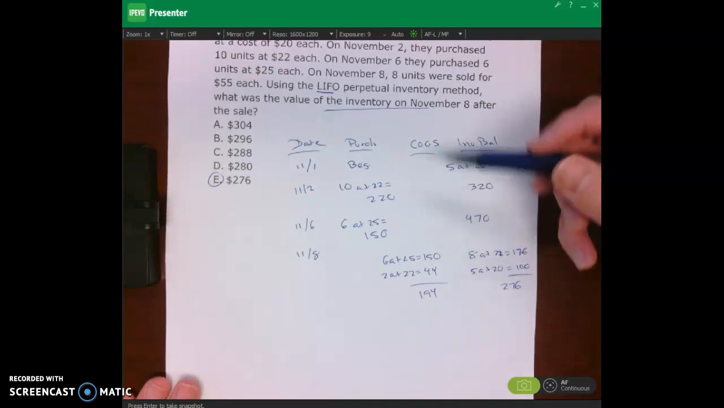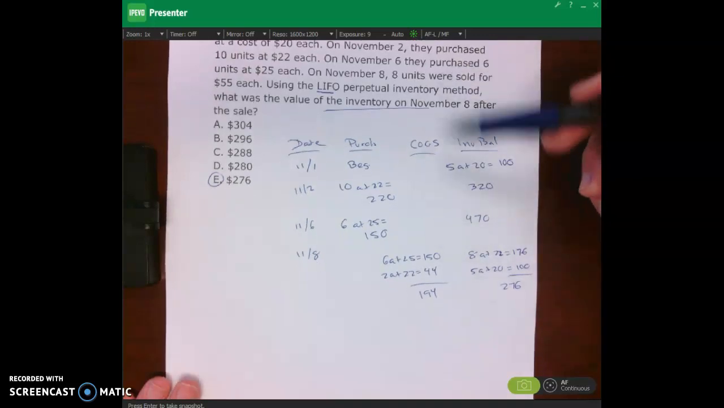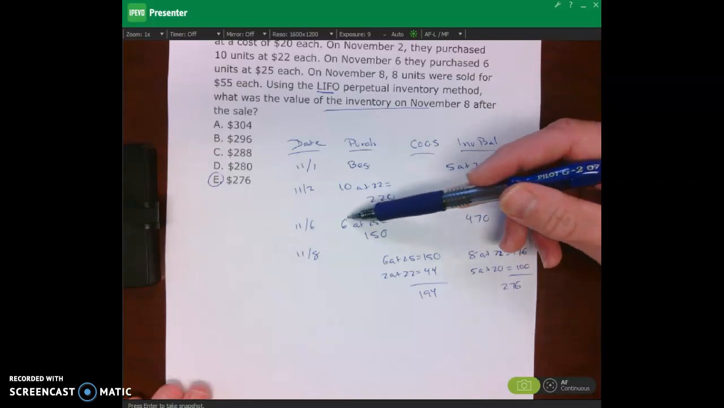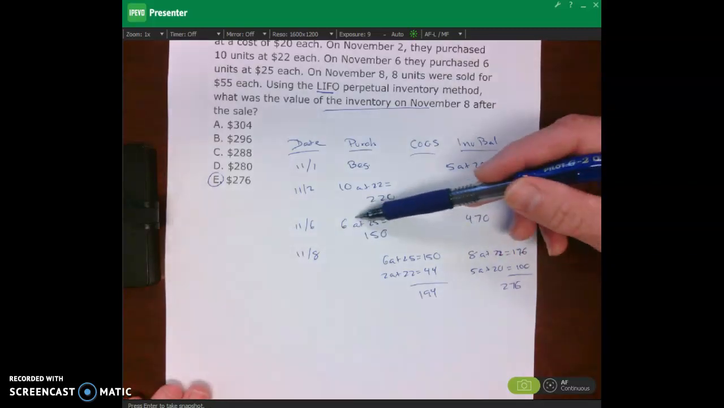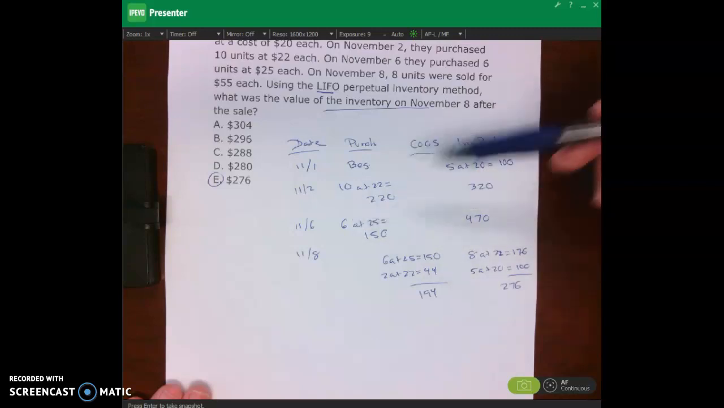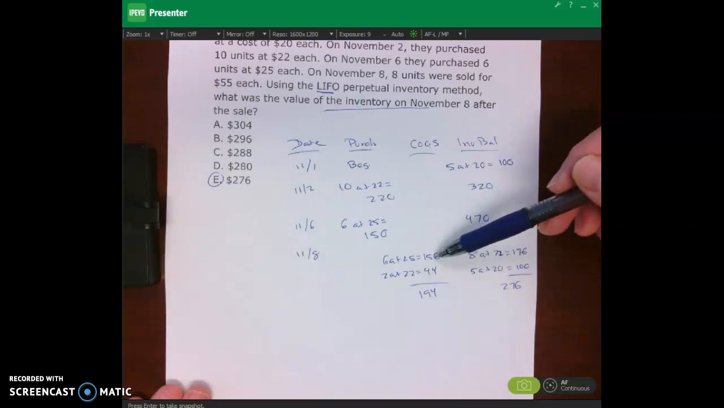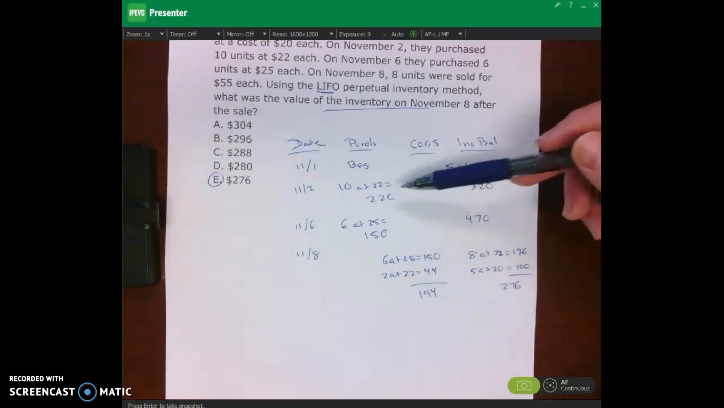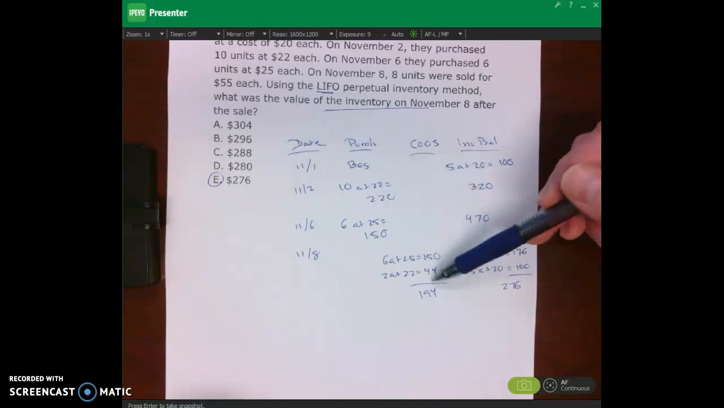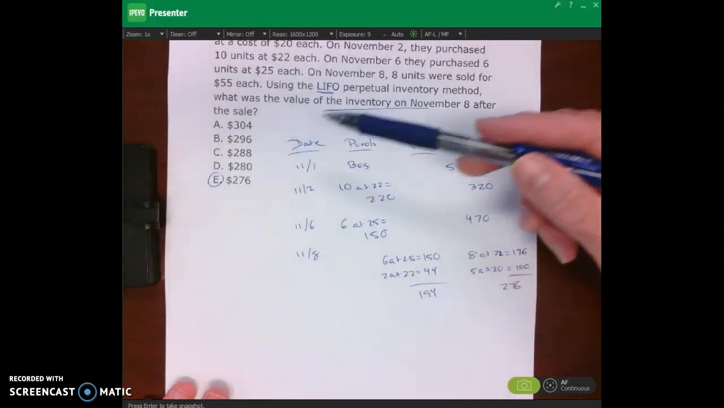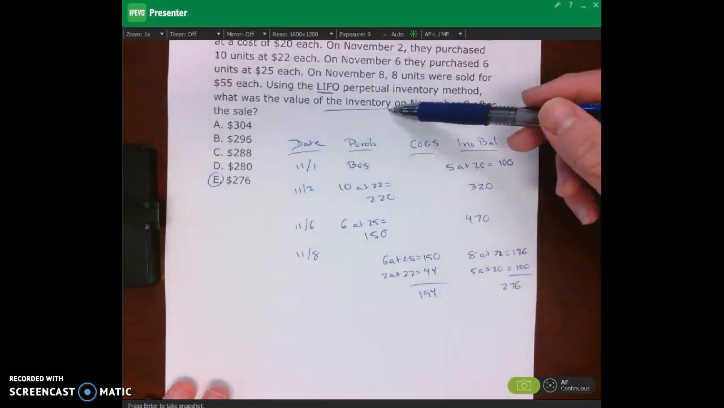Then on the 8th, it says we sold 8 units and we're using last in, first out. That means we sold all 6 from the 6th, and then we sold 2 from the 2nd. The 6 at 25 gives us 150, and the 2 at the cost of $22 from the 2nd is 44. Add those two together and that gives us cost of goods sold of 194. That's not what the problem is asking for, though. It's asking for the value of ending inventory.